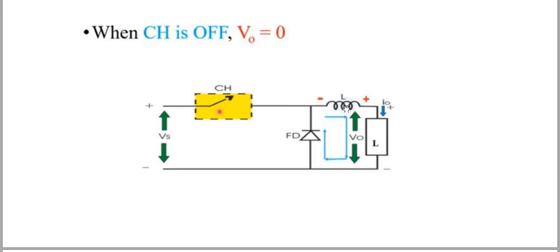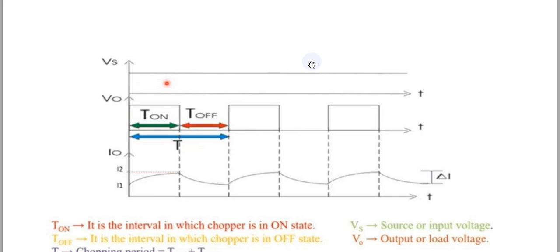The direction of current flow is again downward through the load, and in this condition the freewheeling diode is in forward bias and it will conduct, providing the path for the current. But the output voltage is 0. V naught is equal to 0. So when chopper is on, V naught is equal to Vs. When chopper is off, V naught equals 0.